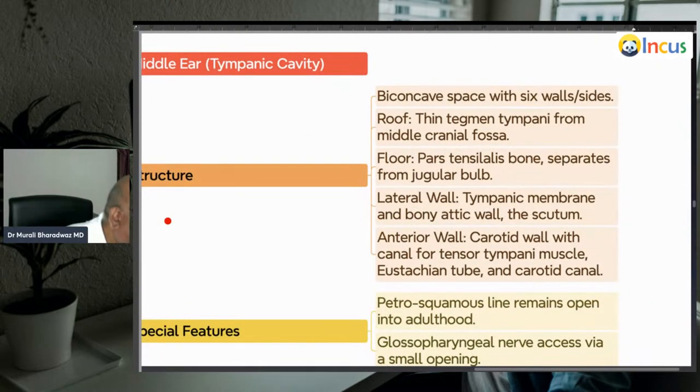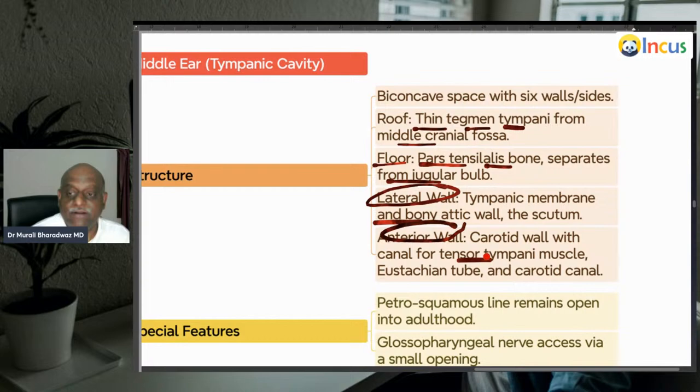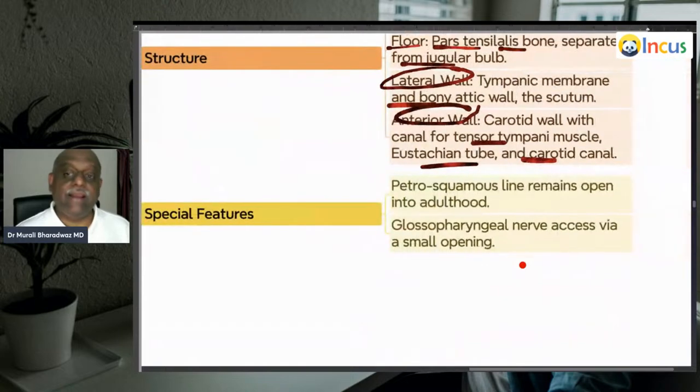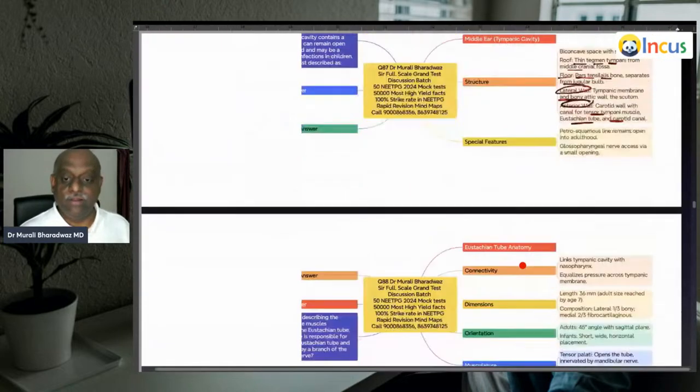So if you look at the ear, doctor, the roof has the thin tegmen tympani from the middle cranial fossa. Floor, bone separates from the jugular. Lateral wall, tympanic membrane and bony attic. Medial wall, with the canal for tensor tympani, eustachian tube and carotid canal. So the petrosquamous line remains open into adulthood, is what you need to remember.